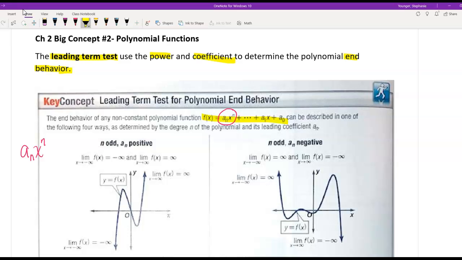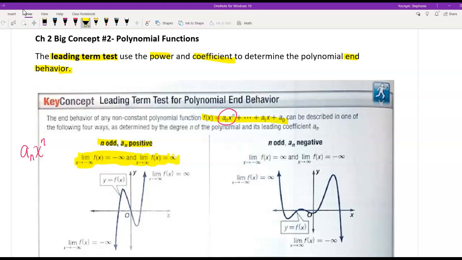So it says if n is odd and a sub n is positive, our end behavior looks something like this. So n is odd. It has that cubic shape. Now, it doesn't really matter how high our maxima are or how low our minima are. We just know that it's going to have that cubic shape. So the limit of f of x as x approaches negative infinity is negative infinity, and the limit of f of x as x approaches positive infinity is positive infinity.